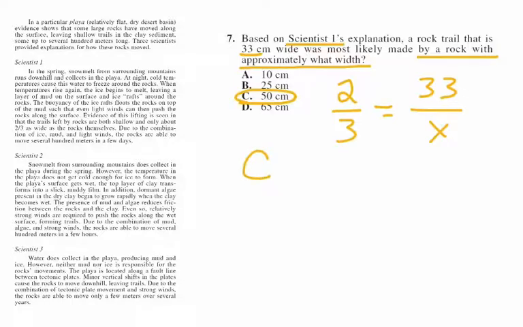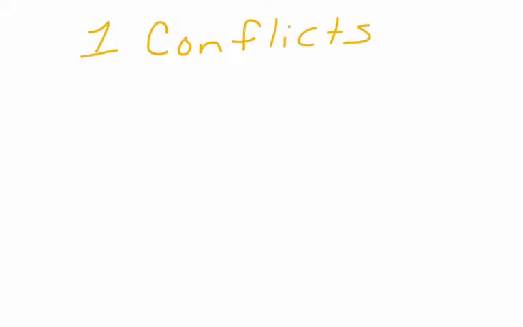Based on scientist 1's explanation, a rock trail that is 33 centimeters wide would be most likely made by a rock with approximately what width? So scientist 1 says, evidence of this lifting is seen that the trails left by rocks are both shallow and only about 2/3 as wide as the rocks themselves. So they're about 2/3 as wide. So 2/3 is 33 of what, right? So 33. So that means 1/3 would be about 16. So 2/3 is 33. So a full rock is going to be about 50. So C. So that's all the questions in this passage.